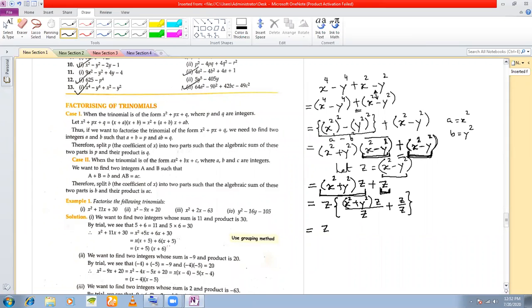Now what does this become? This z and this z cancels, so you get x square plus y square. And this z cancels, you get 1. Z, I remove the curly brackets, x square plus y square plus 1. I put back the value of z. What is the value of z? X square minus y square. And I write x square plus y square plus 1 as it is.